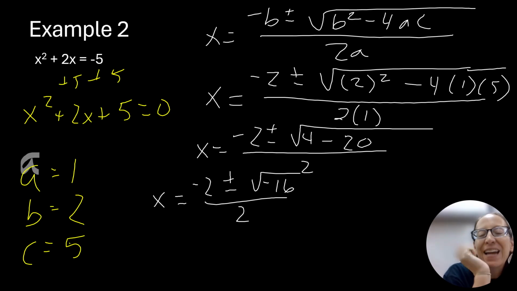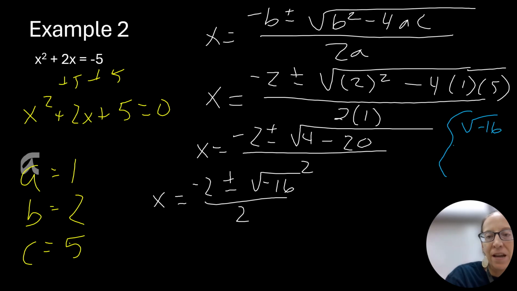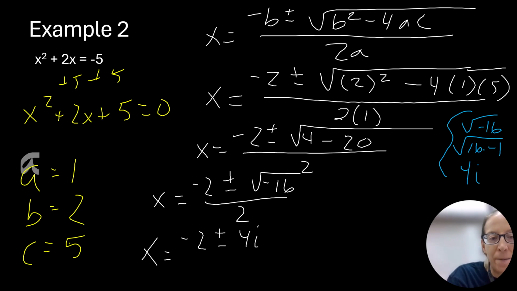16, but we can now. Okay, so I'm going to do a little bit of scratch work off to the side and I might erase it. The square root of negative 16 is the square root of 16 times negative 1. Square root of 16 is 4. Square root of negative 1 is i. And so the square root of negative 16 is 4i.